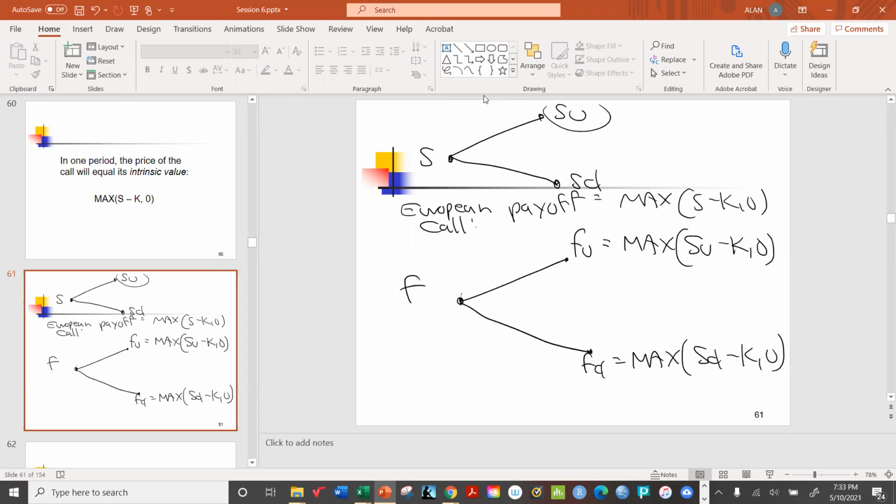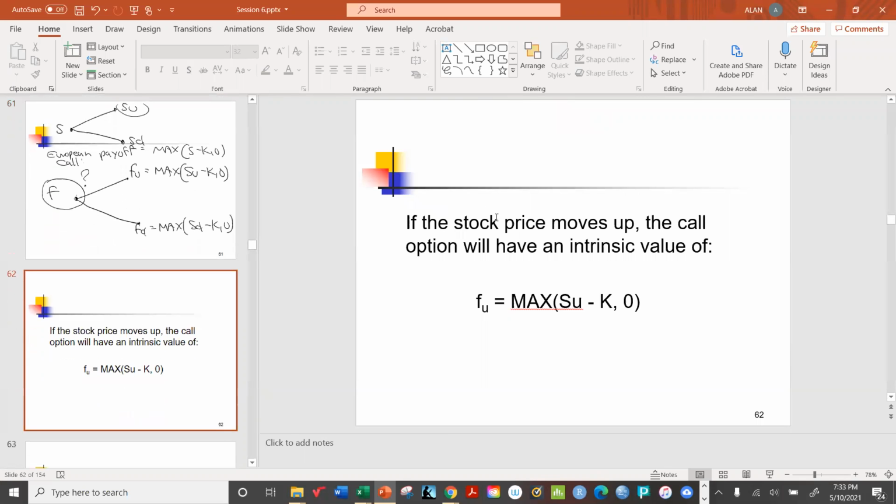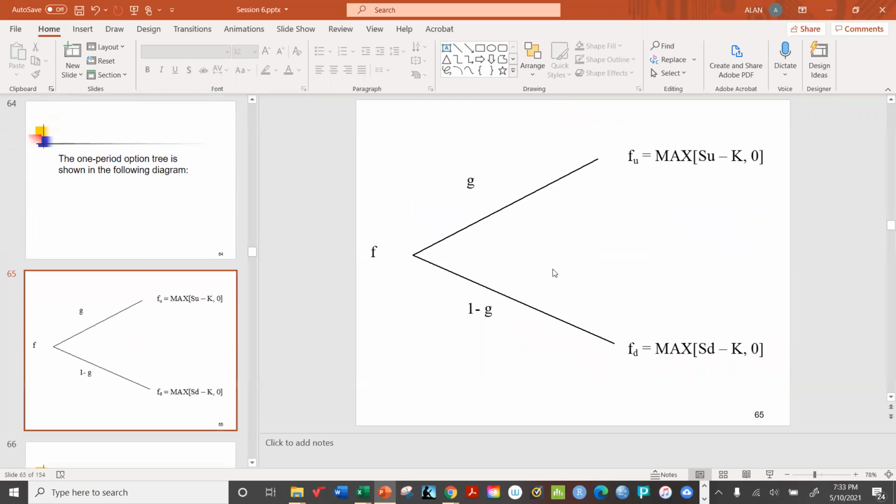Now that raises the question though, what about here? If we know for sure that in 1 year, the option will either have a value of max SU minus K0 or max SD minus K0, what is it worth now? Okay, now before we do that, that's what this is right here. And then of course we have the probabilities.